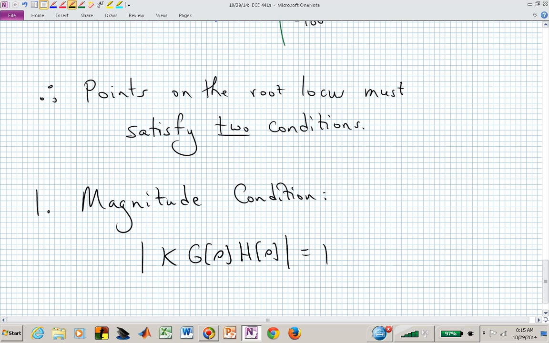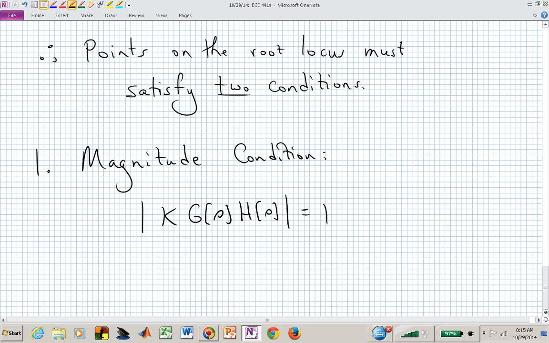If you plug in any value of s, any complex value of s, into that expression, k, g of s, h of s, it's going to be a complex number. You can find its magnitude. We're saying that this combination of k with g and h, we're looking for the values of s that make that true.